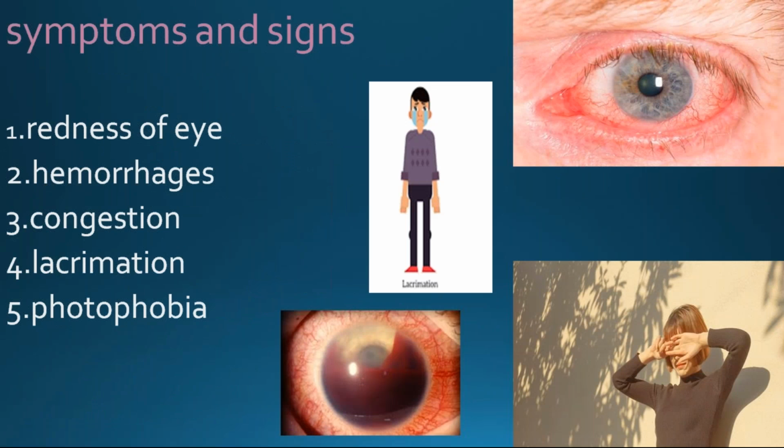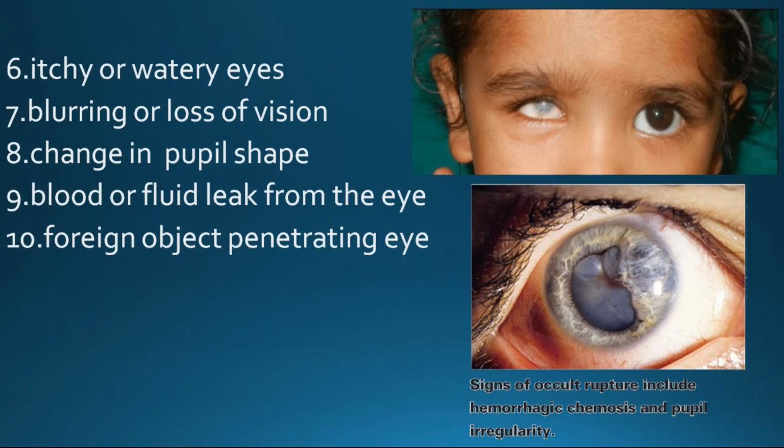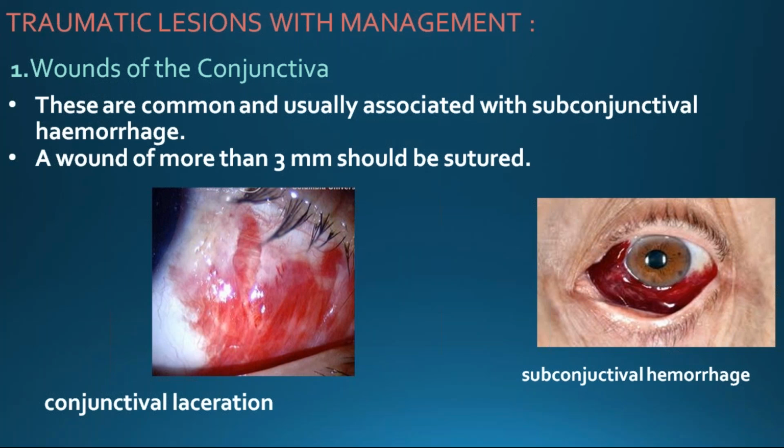In hyphema, you should do paracentesis and washing, because the hemosiderin liberated from the lysed RBCs will stain the corneal endothelium and cause blurring of vision. Traumatic cataract: you should remove the cataract and place an IOL. Lacerations of more than 3 mm should be sutured.